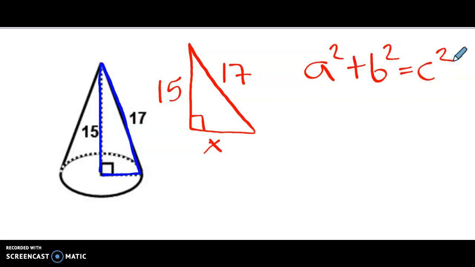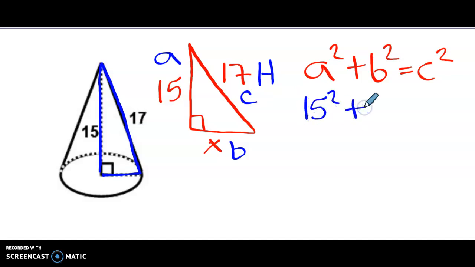And so in this case, I'm going to say that a will be my 15, b will be what I'm looking for, and that means that my slant height will be my hypotenuse, or my c. Remember that your c always has to be the longest side, so it has to be that 17. So I'm going to do 15 squared plus my unknown b squared equals that 17 squared.